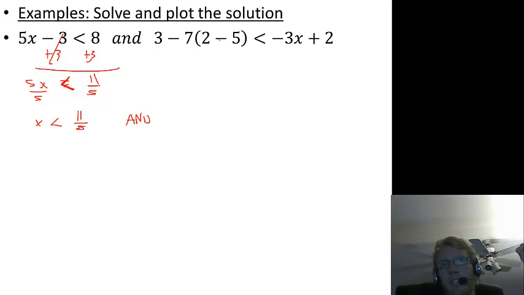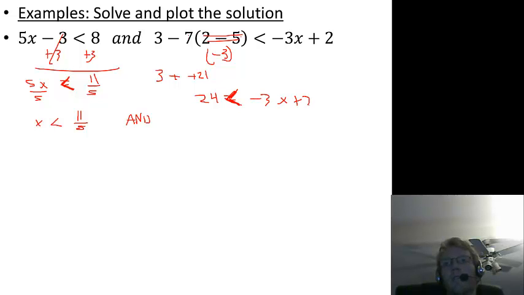So PEMDAS says start with the parentheses. 2 minus 5 is negative 3. Okay, multiplication comes next. 7 times negative 3 is negative 21. So we have 3 minus a negative becomes 3 plus, so this is a grand total of 24. Again, not equals, sorry, we have this less than sign again. Negative 3x plus 2. Now we're ready to solve.